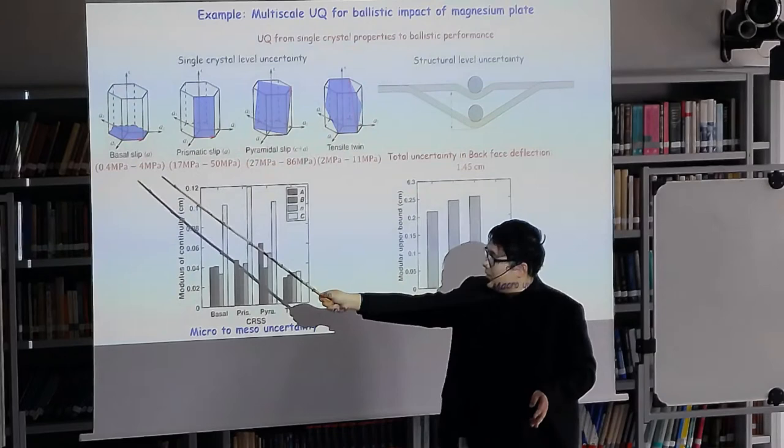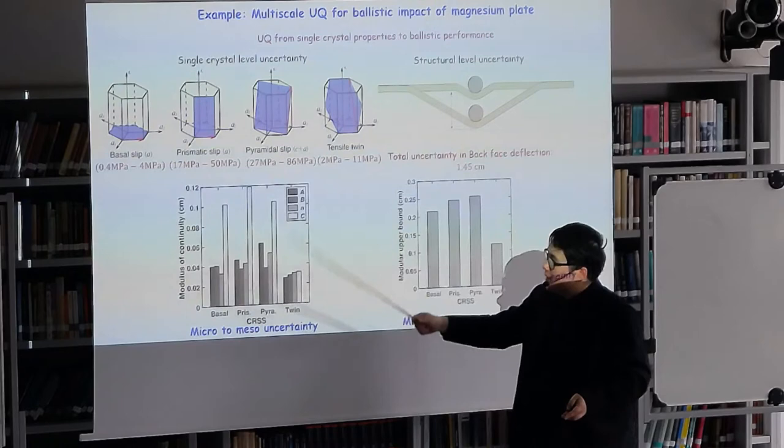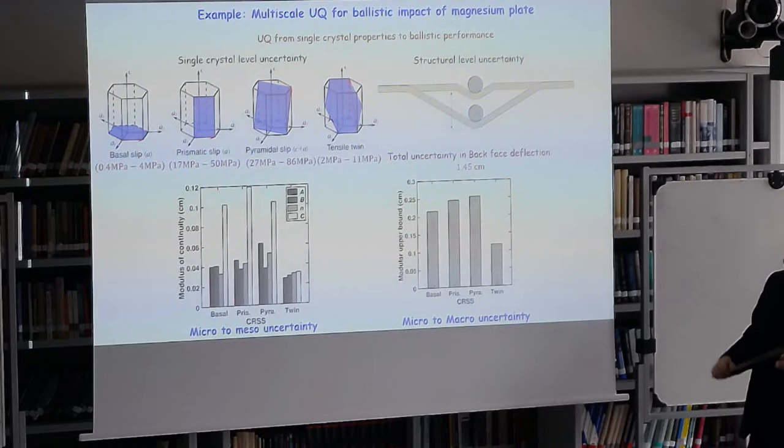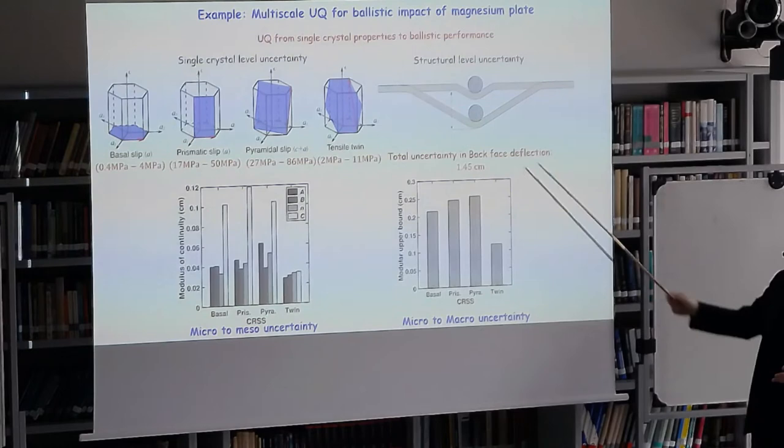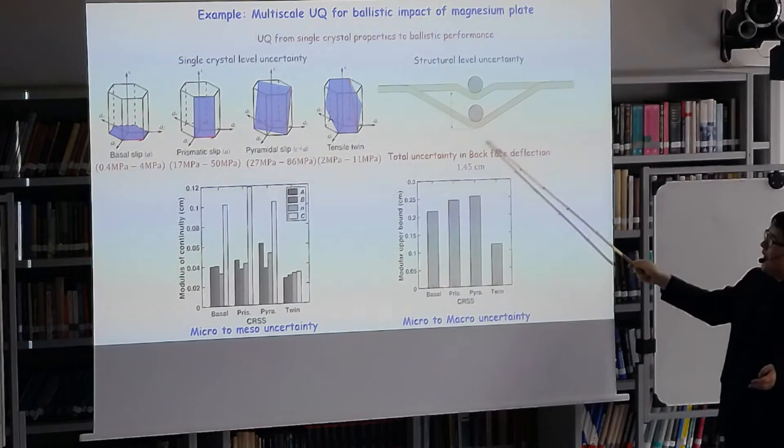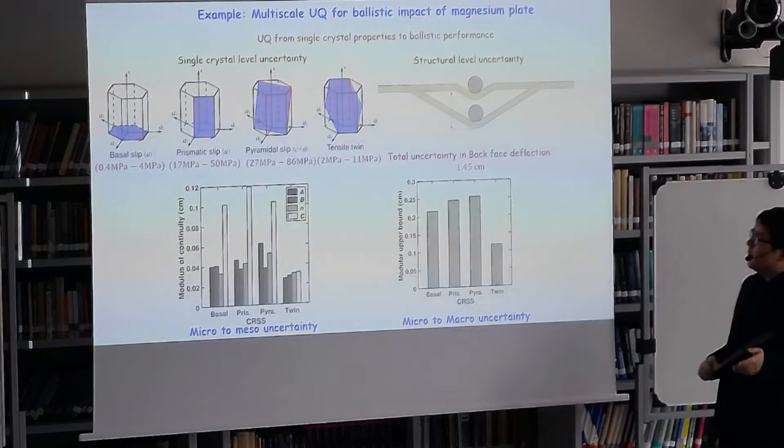Again, we don't assume any probability measures on these uncertainties. Rather, we say that they're just bounded on some intervals. And using the framework we have developed, we're able to quantify the total uncertainty, which is again an upper bound on the total uncertainty of the backface deflection, which is a way of measuring the performance in ballistic impact problems.